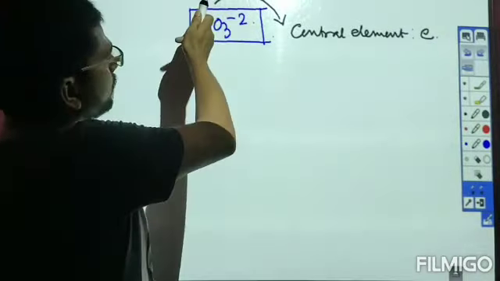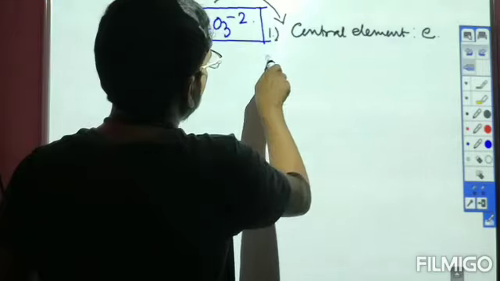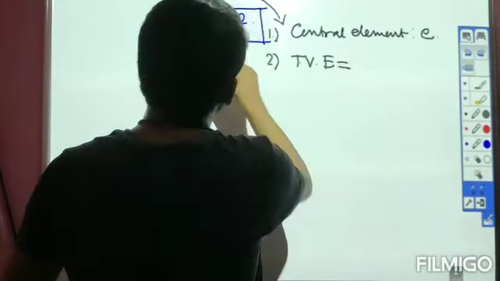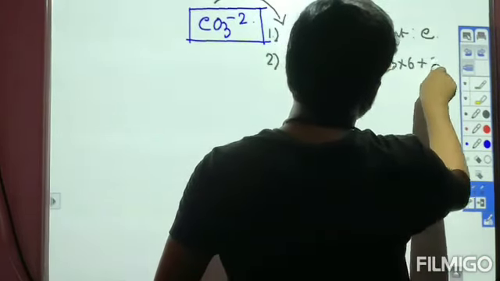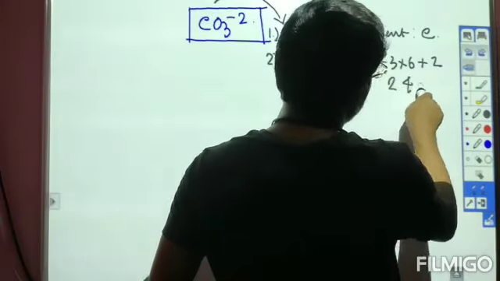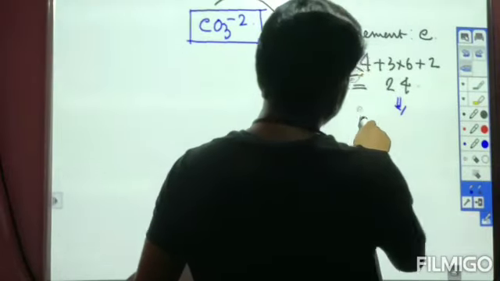It has lower electronegativity and is larger in size compared to oxygen. Now count total valence electrons. Total valence electrons: 4 plus 3 into 6 plus 2, which is 24. You cannot resolve by 2, but this is a multiple of 8.